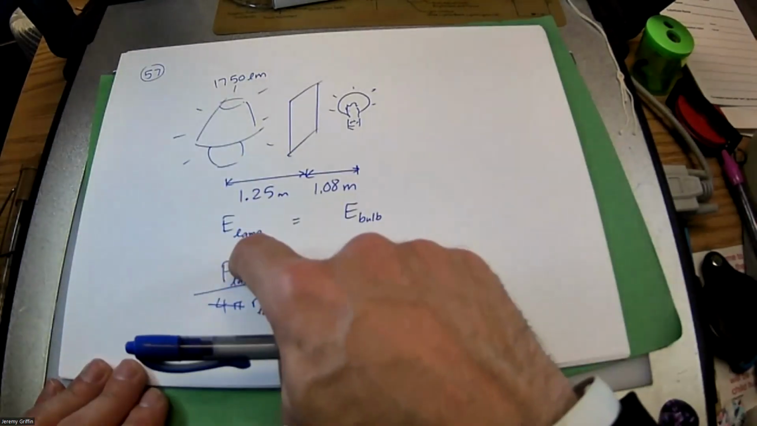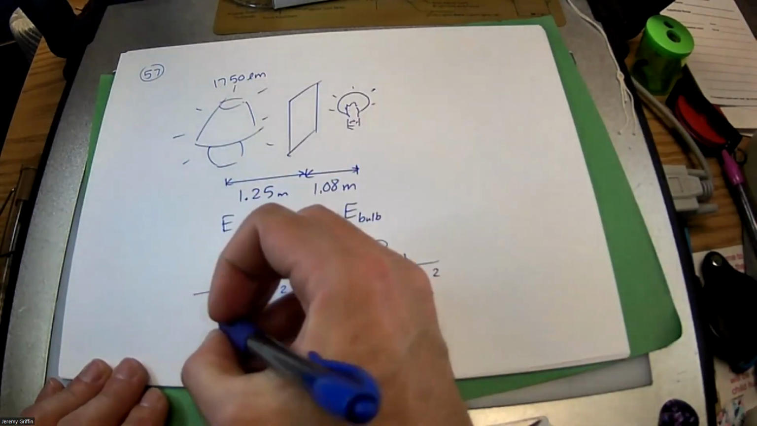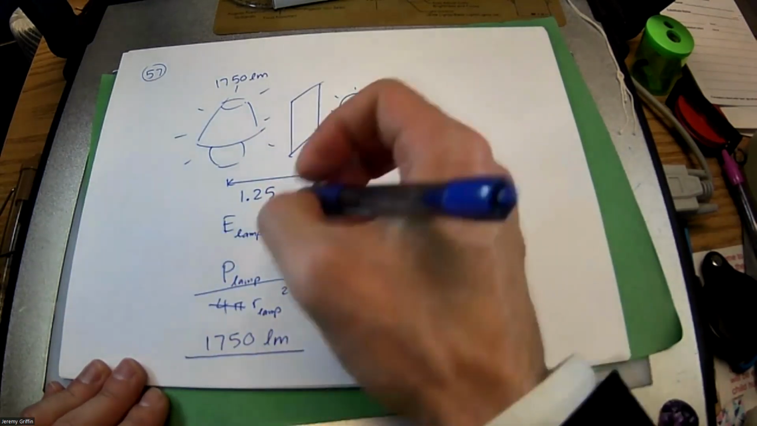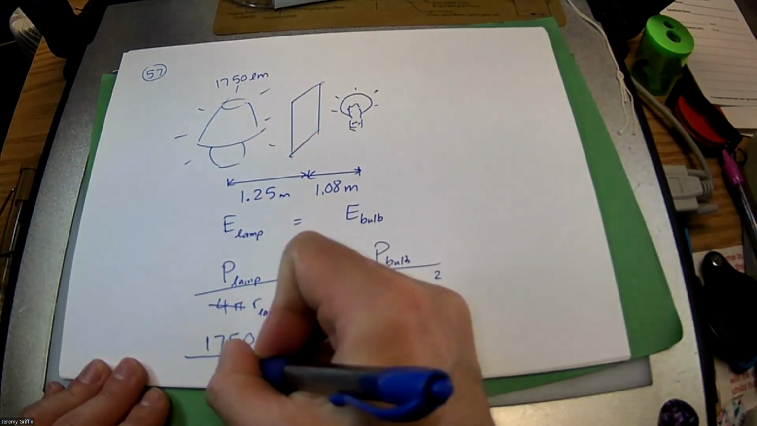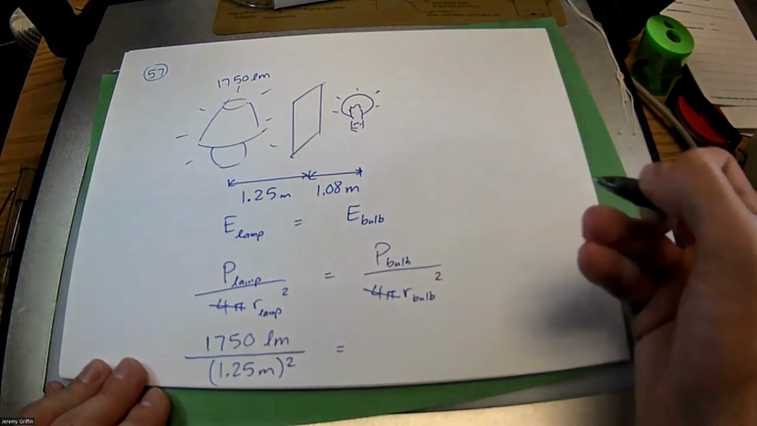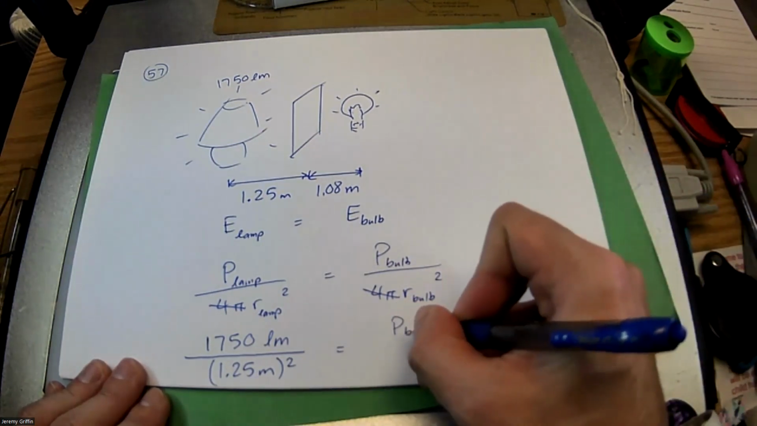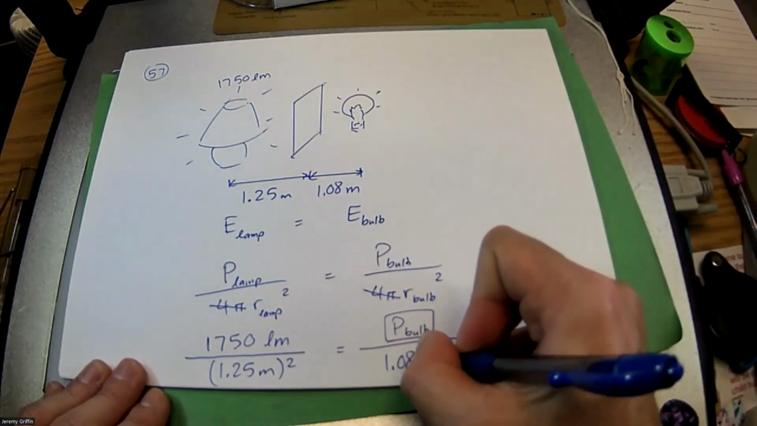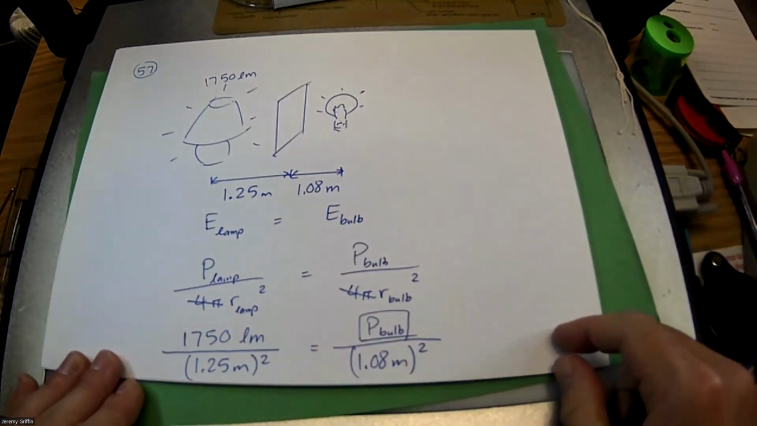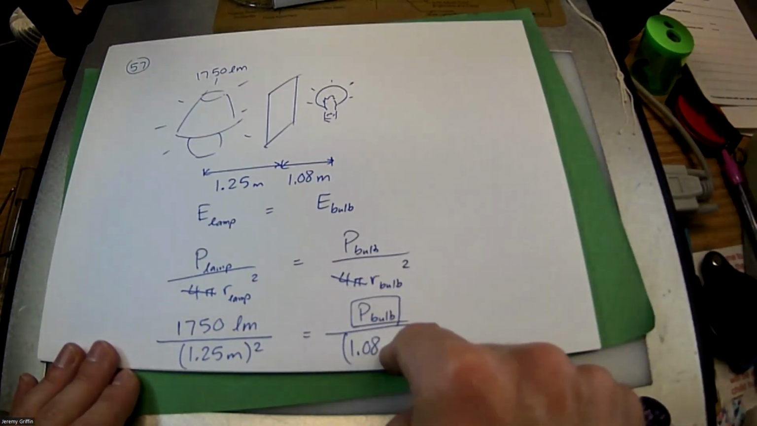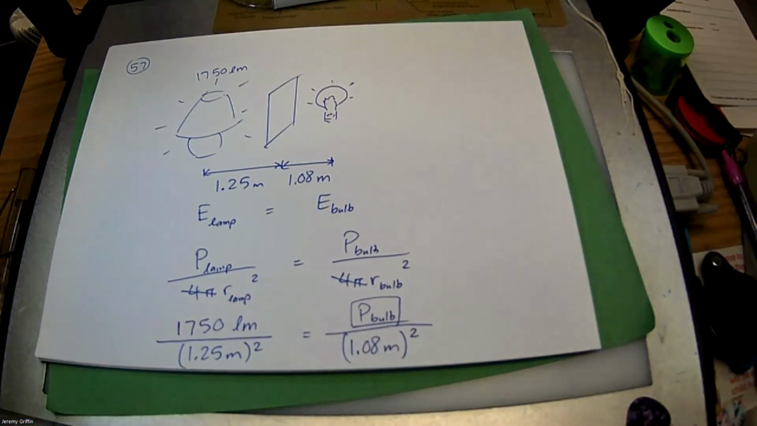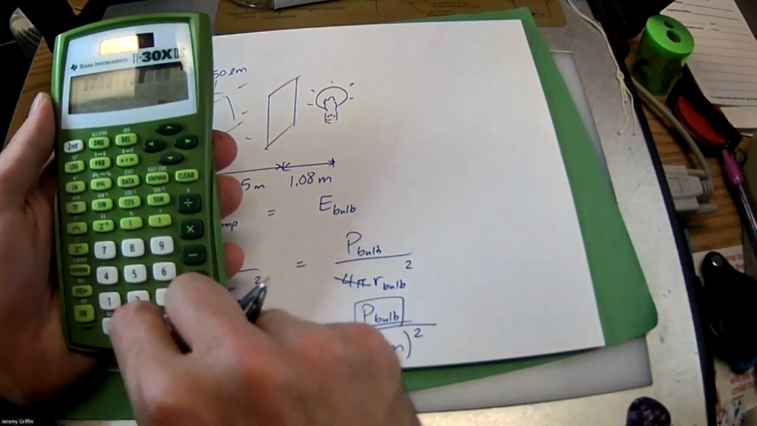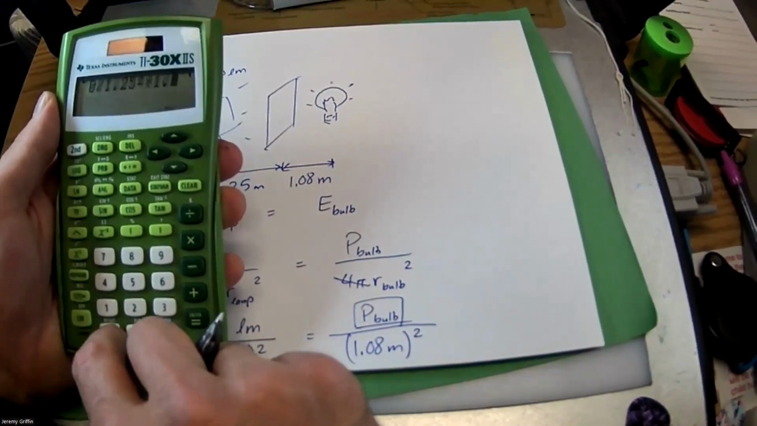We know the luminous flux from the lamp is 1750 lumens. Told us that. And the distance is 1.25 meters. Don't forget to square that. The flux from the bulb we're solving for. And the distance to the bulb is 1.08 meters. Don't forget to square that. You guys see we're one step away from solving this? Take 1.08 meters squared, cross multiply it. So it says 1750 divided by 1.25 squared times 1.08 squared.